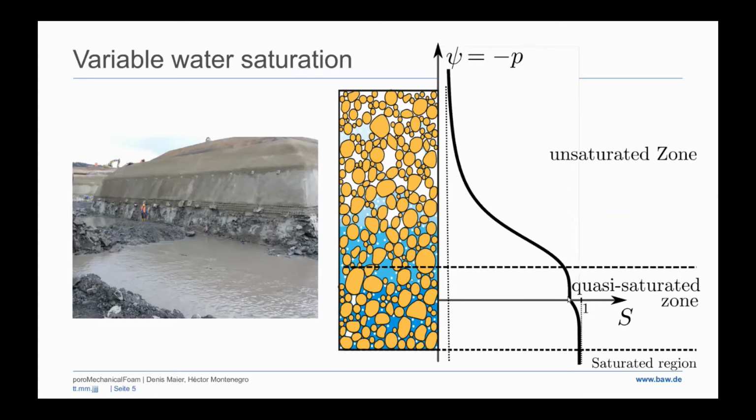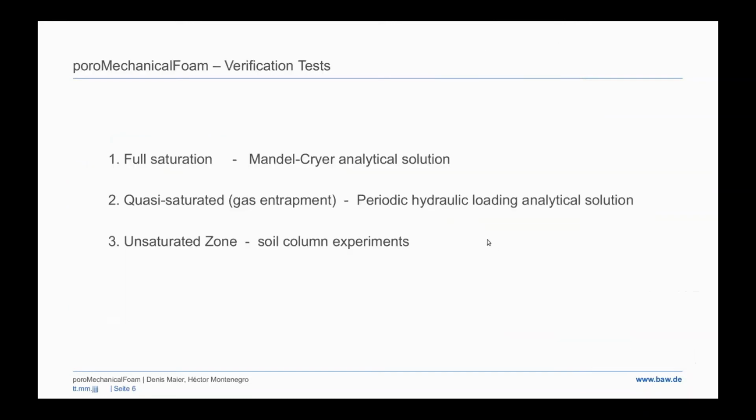And this is typically described by a curve called the water retention curve, which is just a functional relationship between saturation and pressure, where I have the section here, which is just the negative pressure, or the pressure that's lower than atmospheric pressure. To show you what poromechanical foam can do, I have 3 verification tests here, one for the fully saturated zone, one for quasi-saturated conditions, and one for the unsaturated zone, even though this one is more like a combination of all the 3.